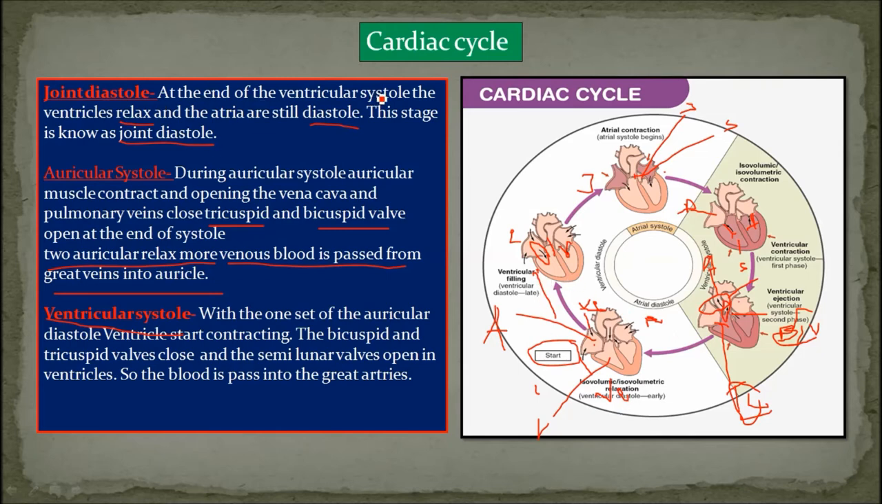Second, the auricular systole. During the auricular systole, the auricular muscles contract and open the vena cava. The blood enters through the vena cavas, and the veins close the tricuspid. This is the tricuspid and the bicuspid; these are the two valves.